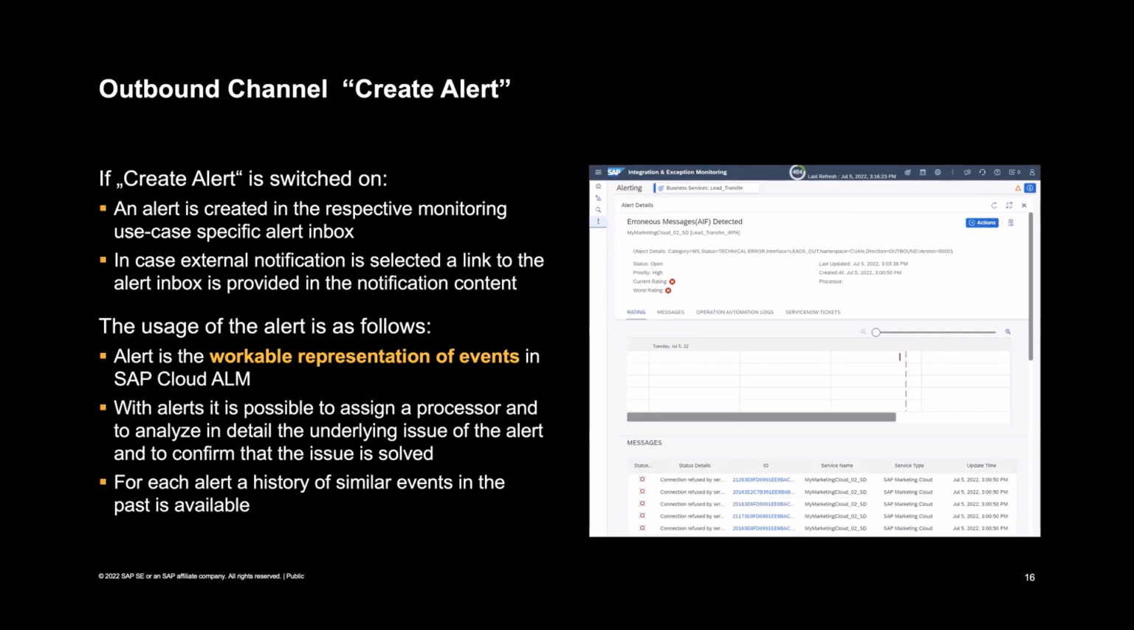And for the most recent instances of the same alert, you can also have a look at the time history. So you also see how often such an event happened in the past. So you can see if this is a one-time issue or if it's a repetitive pattern which happens multiple times in your landscape.